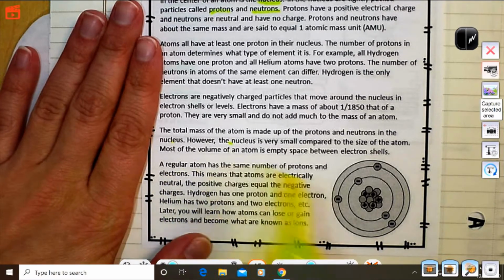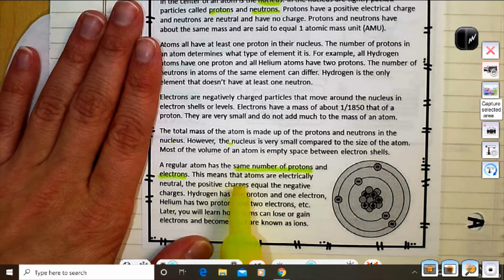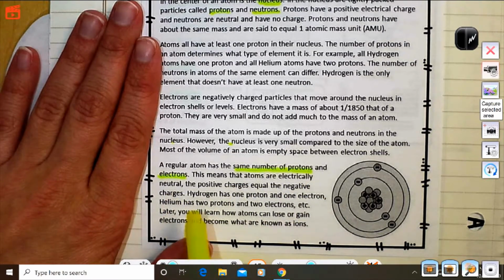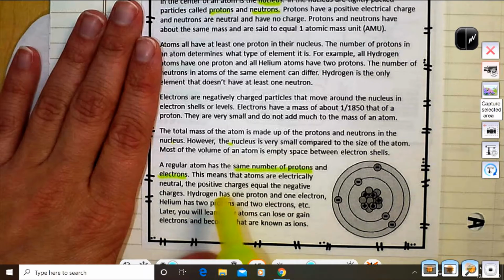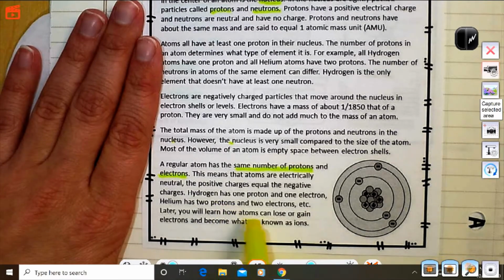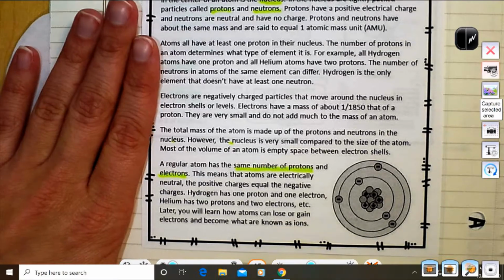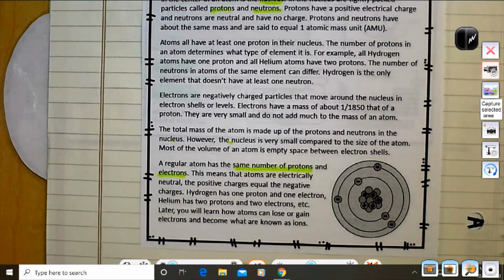A regular atom has the same number of protons and electrons. That means atoms are electrically neutral. The positive charges equal the negative charges. Hydrogen has 1 proton and 1 electron. Helium has 2 protons and 2 electrons, and so on and so forth. Later, like in chemistry in high school, you will learn how atoms can lose or gain electrons and become what are known as ions.